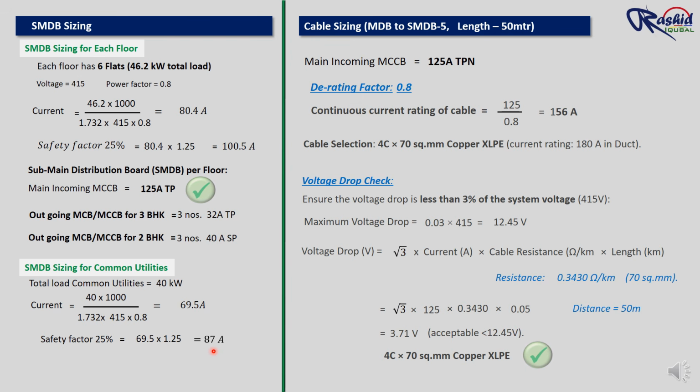We require a breaker rated 87 ampere, but it is not available in the market. This is not a standard size. So we can choose an MCCB which is available in the market, 100 ampere TP. This is the next standard size.